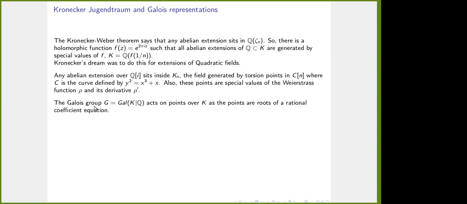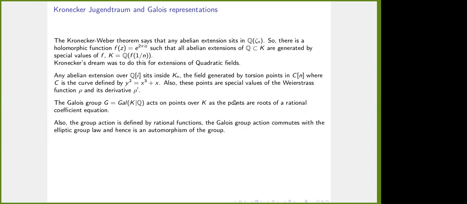Since the Galois group, this is usually in a Galois theory course, we say that the Galois group permutes the roots of a polynomial equation, but it will also permute the points of the elliptic curve. Any elliptic curve, if you define it using rational coefficients, will fix the base field. The other thing is that it commutes with the group action, because the group action was again defined by rational functions. So the Galois group commutes with the group law.